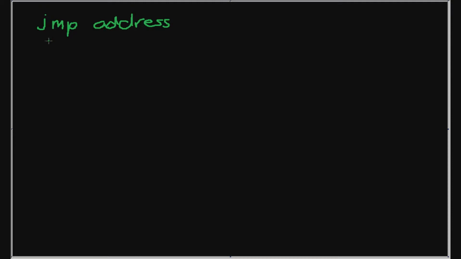And jump comes in two versions. One is the conditional jump, and one is the unconditional jump. The unconditional jump is just a jump. So it's just the jump instruction.